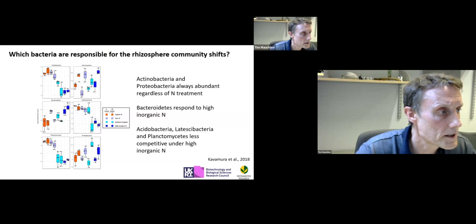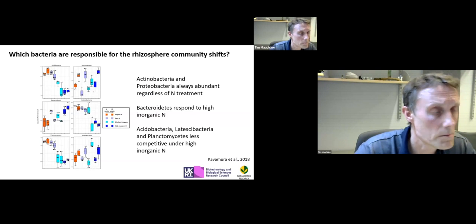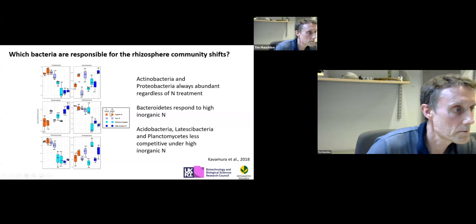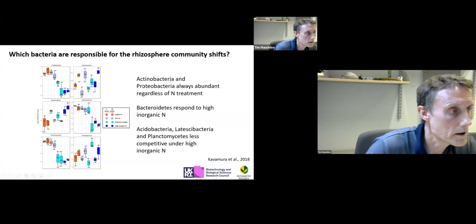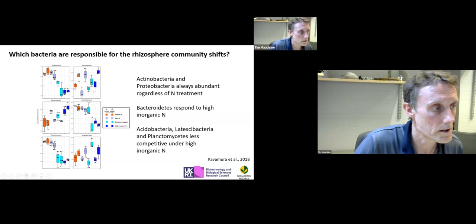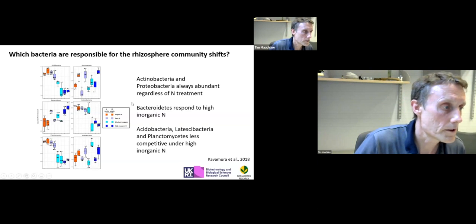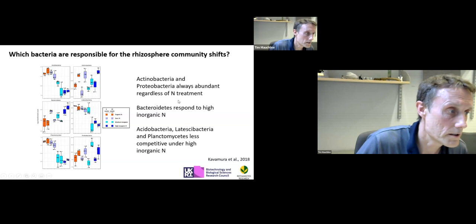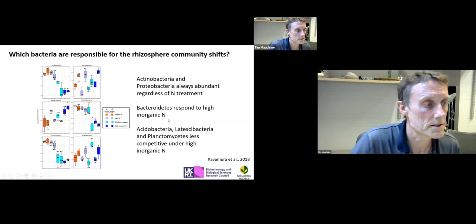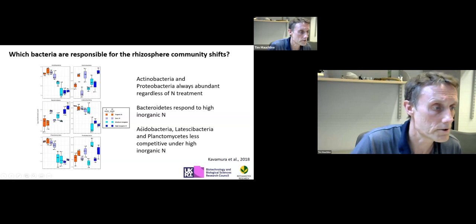In terms of which bacteria are responsible for the community shifts, according to this plot we found that the actinobacteria and the proteobacteria were always abundant regardless of N treatment. The Bacteroidetes responded to high levels of inorganic N, whereas the acidobacteria, the Verrucomicrobia, and the planctomycetes were less competitive under inorganic N treatments.